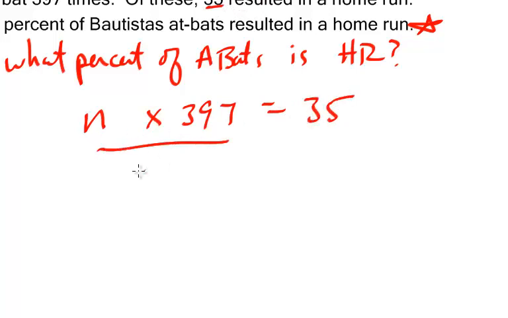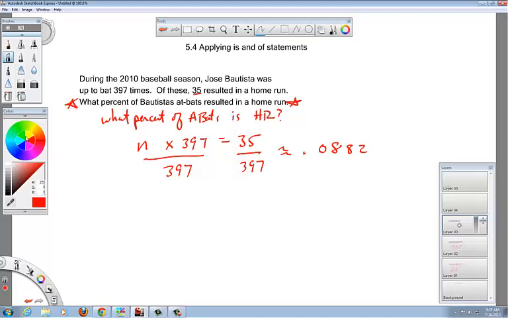So this is another one, just like the one we just did. We're going to divide by 397. And when you do that, you're going to get something around 0.0882. And this is going to be a percentage now. We have to move this back 2 places, so this is going to become 8.82%, rounded to the hundredths of a percent.